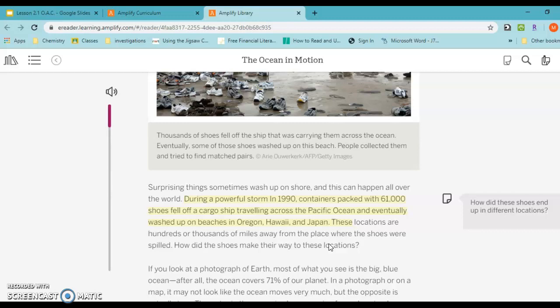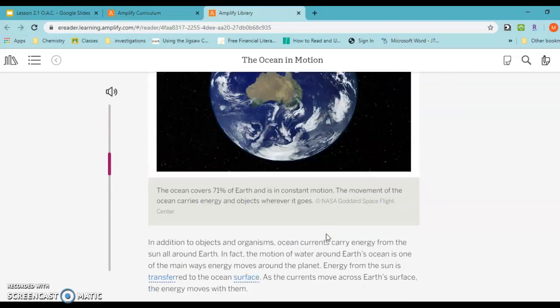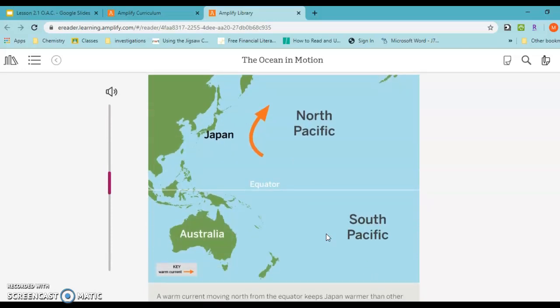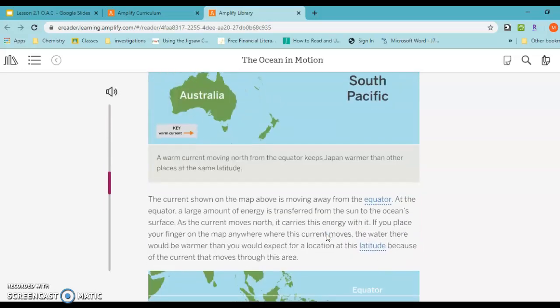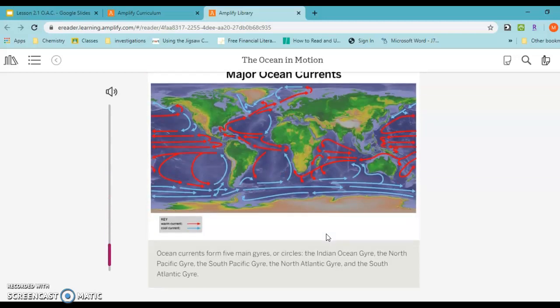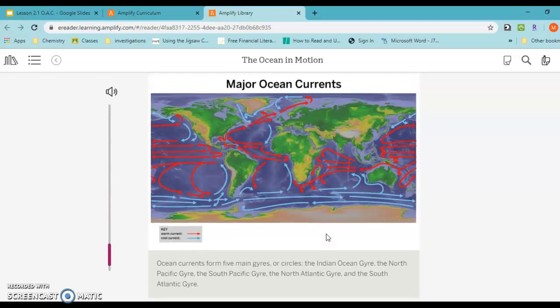So, Ms. Jackson's just going to model making deeper questions, and I'm going to scroll down to a map really quickly. So, there's a map of the oceans and currents of the world. Boom. Right? So, here are the ocean currents from 5 major gyres or circles. Right? And that's the Indian Ocean gyre, the North Pacific gyre, the South Pacific gyre, the North Atlantic gyre, and the South Atlantic gyre. Right? So we're seeing these over here.